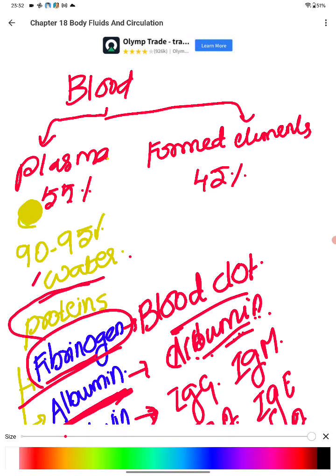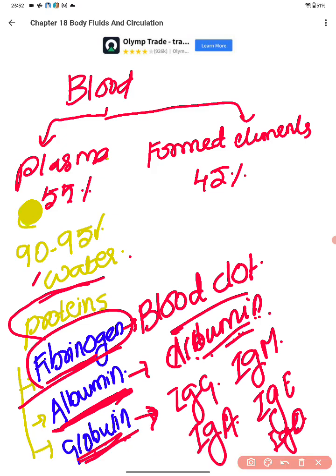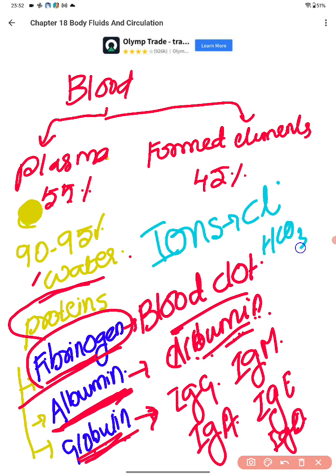Ions are also there. These ions also help in maintaining the pH of your blood. Bicarbonates are there, HCO3 minus. Chlorides are there, sodium is there, potassium is there. Sodium and potassium are very important in maintaining your blood pressure. Bicarbonates and chloride are important for maintaining your blood pH.